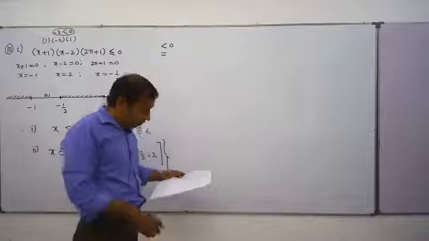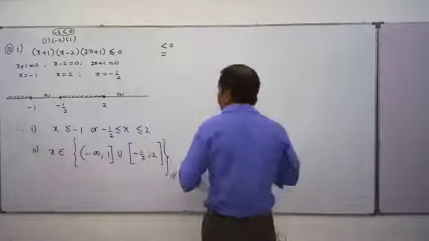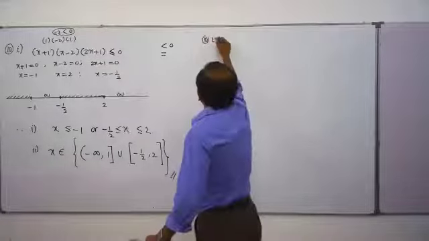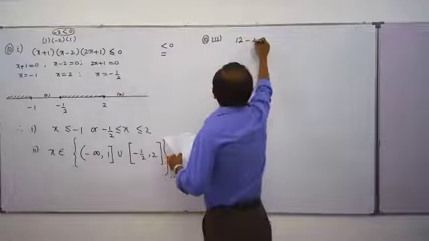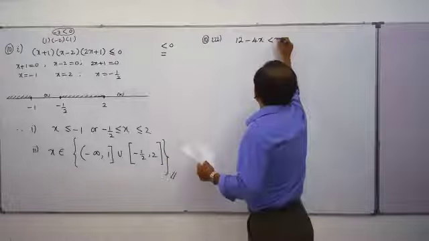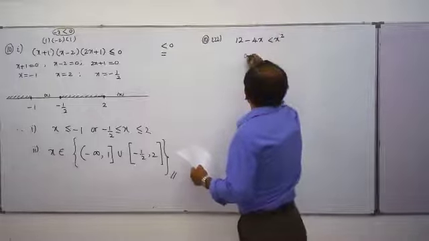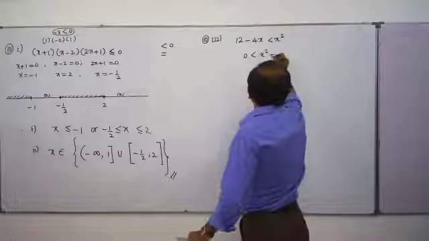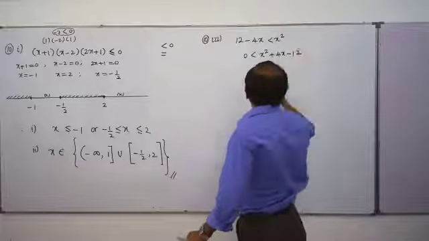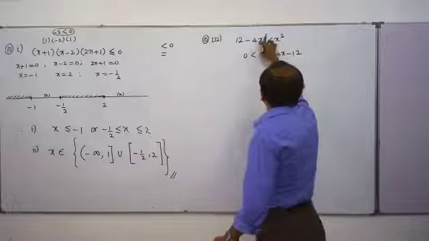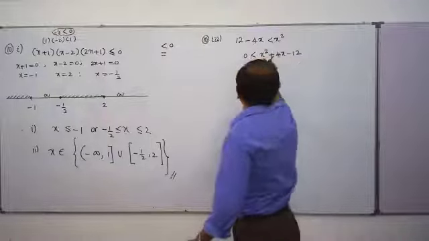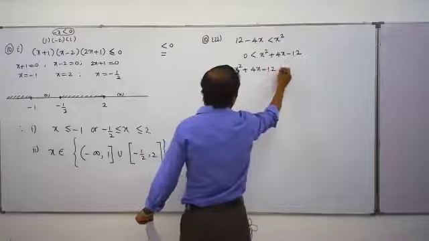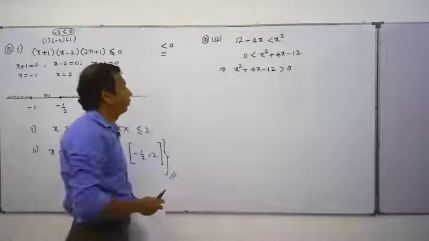And we'll take its third part, question number 10, part 3. It is 12 minus 4x less than x squared. Take all its terms to the right hand side. Then here we have 0, x squared plus 4x minus 12, and we get greater than 0. So therefore, x squared plus 4x minus 12 greater than 0.